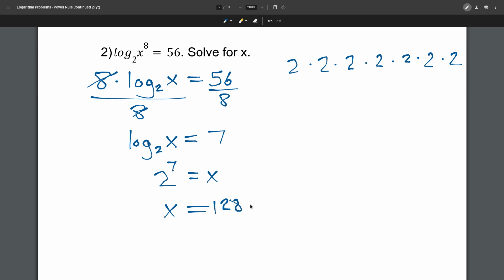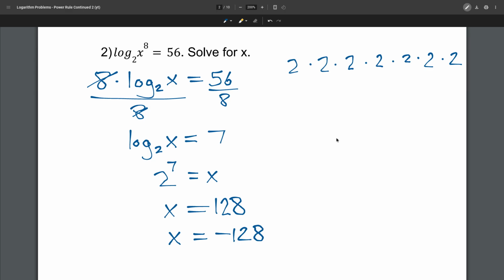Now here's the thing. Well, first off, that's a badly written 128. Let me try again. So 128. It's a little bit better. Here's the thing. This exponent 8 here is even. And that means if x is negative, because I'm raising that to an even power, it's still going to be a positive result. And I can still take the log of it. I can't take the log of something negative. So long story short, x can also equal negative 128 here.